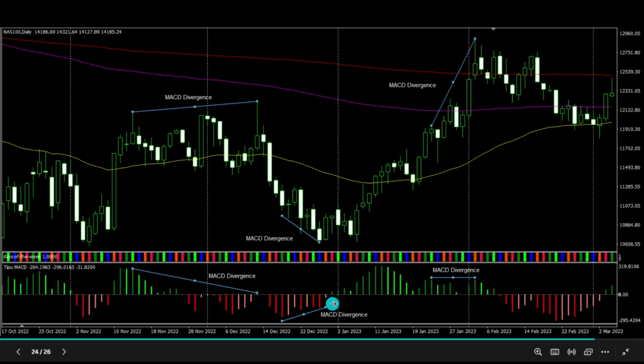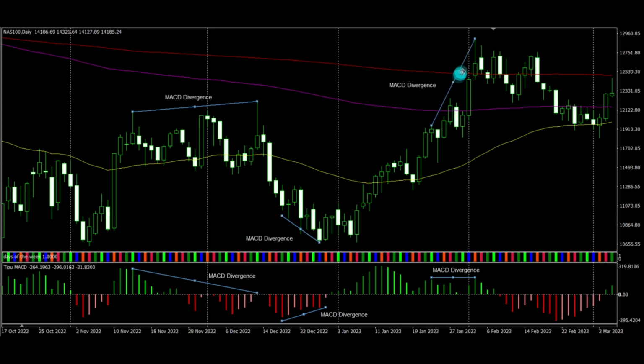And right after that, price took off to the upside. And lastly, this movement of price went very far to the upside, while this movement in the MACD histogram stayed level. And after that, eventually price moved to the downside.